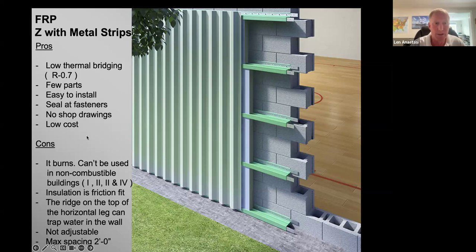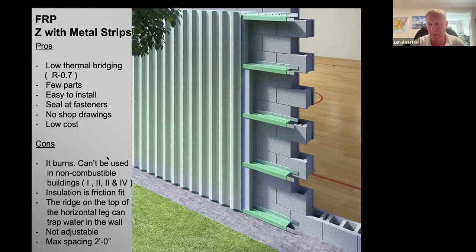For these types of products, the pros are low thermal bridging, few parts, and easy to install. You get the seal at the fasteners at the backup wall. You don't need shop drawings, and it is low cost. For cons, excuse me, it does burn. I and many experts don't think you can use it on types 1 through 4 construction.